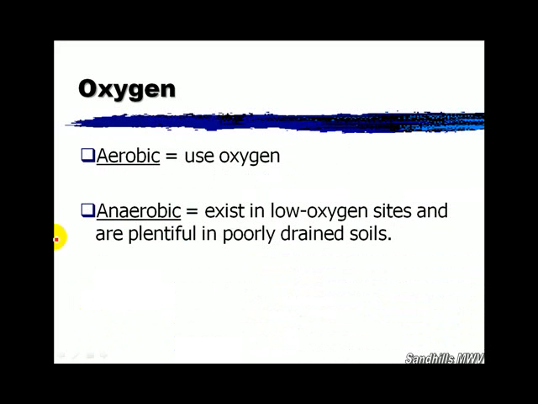When we talk about oxygen, we have aerobic, or bacteria that use oxygen as the terminal electron acceptor, and anaerobic, which exist in low oxygen sites. They can be facultative or obligative. Facultative can go either way. Obligative must be anaerobic. They're plentiful in poorly drained sites, and these are the bacteria that give you the smell of pig mud in wet areas.